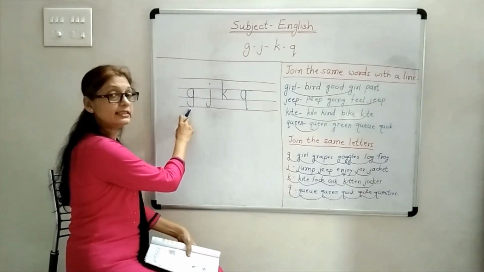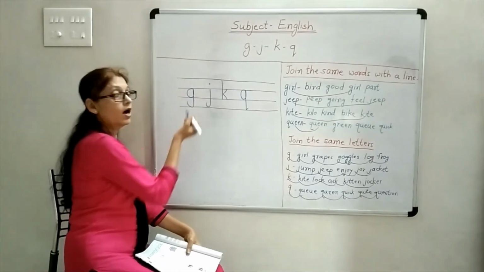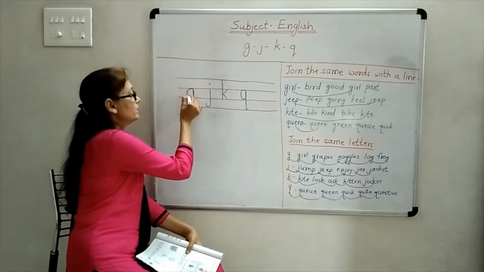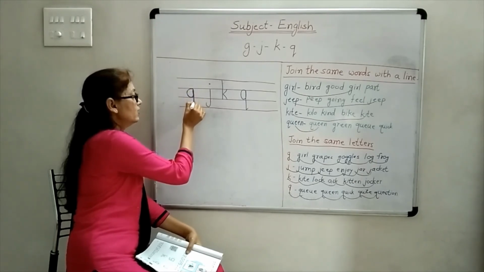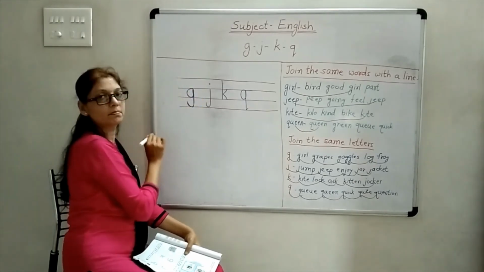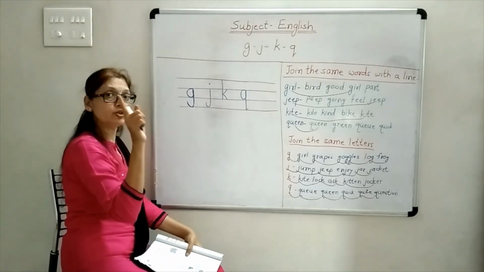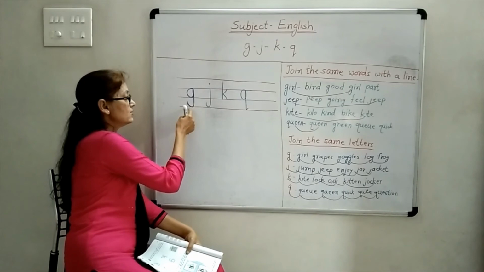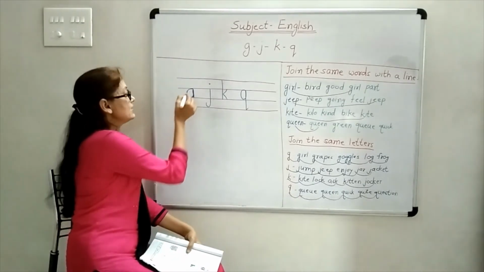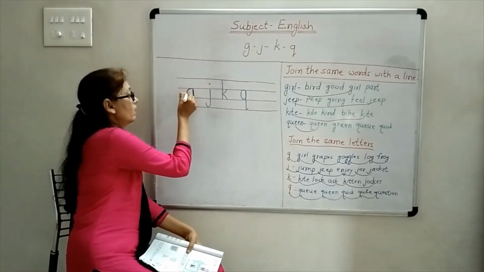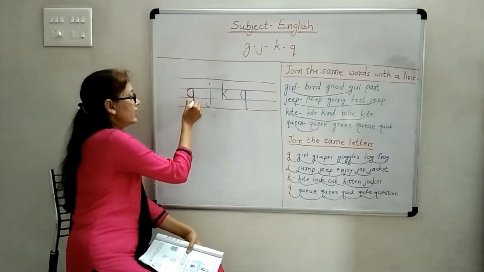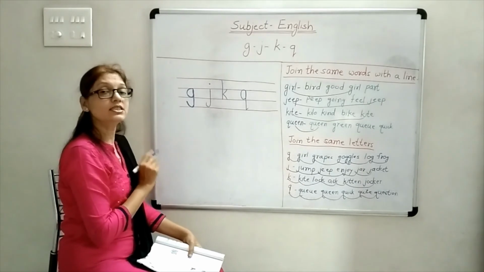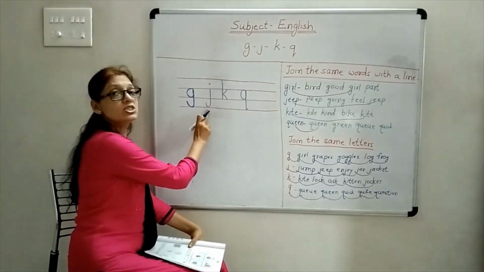So, this is letter G. G says G. How to write it? Place the letter like this. From here. And then go down and again up. Okay? You trace it with your finger, okay? Like this and up. Once again, see. Up circle, straight line, standing line and up. Okay, this is G.